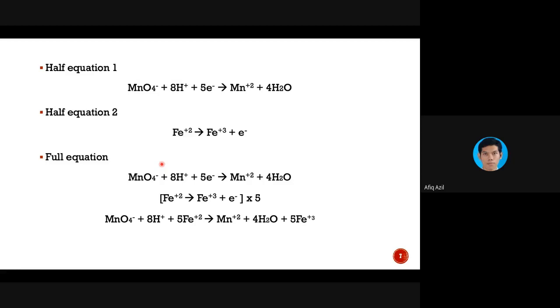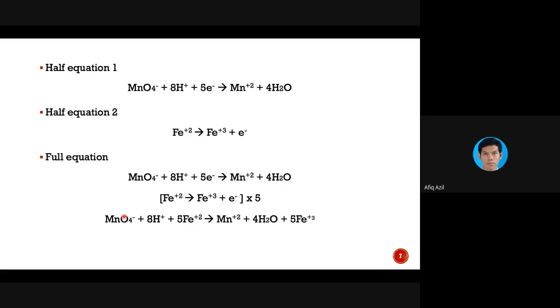but you have to be careful to make sure that the number of electrons is the same. If here is 5, then you have to multiply all of this by 5 as well. That means 5 Fe2+ gives 5 Fe3+ plus 5 electrons, because here the iron is donating. And over here there is 5; these 5 electrons will be accepted by this ion. So 5 donated, 5 accepted. That's why over here you must multiply it by 5.